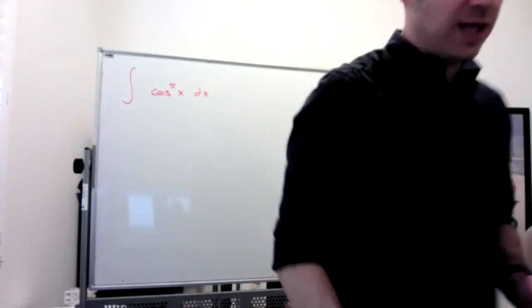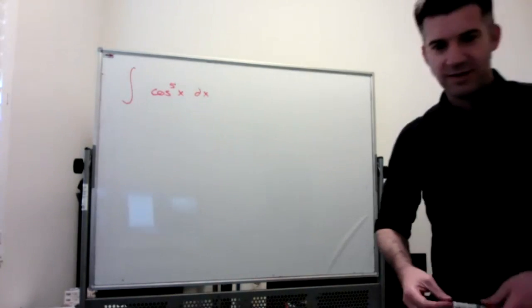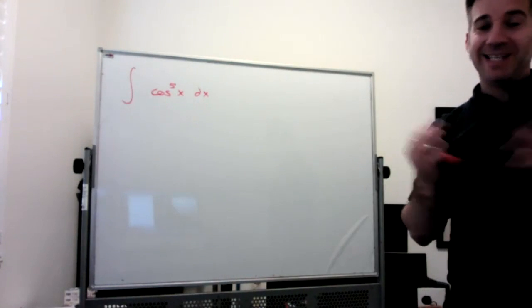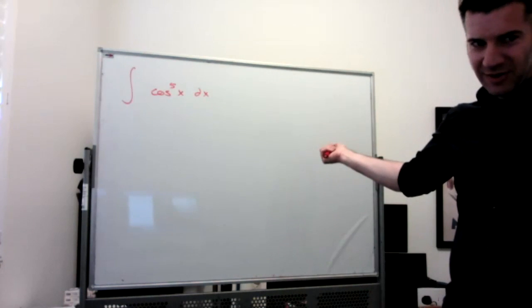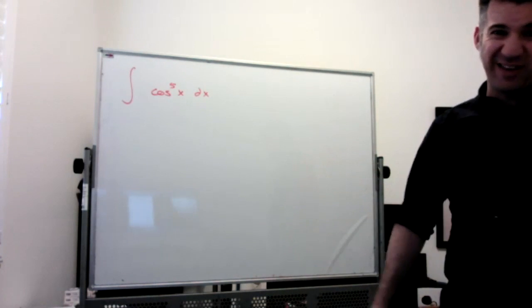Does anybody know what I should choose for u? Wouldn't it be cosine x? It's actually not cosine x. That's what's funky about it. You're like, James, there's nothing else to choose. And you're like, well, there kind of is.